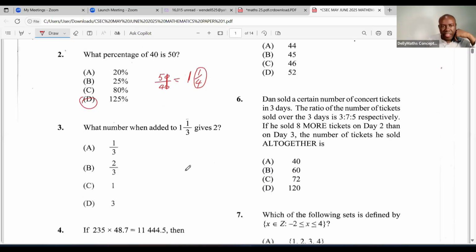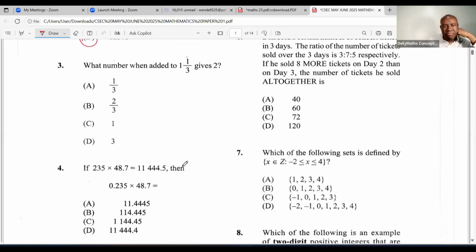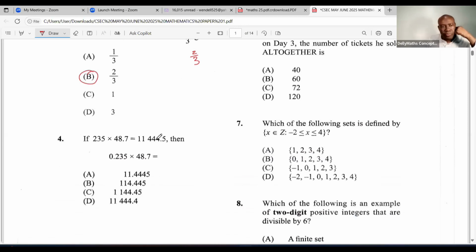So that's 125%. Now, it says here, what number when added to 1 1/3 gives 2? We saw this question already. The answer is 2/3. So if you add 2/3 to 1 1/3, you're going to get 2.